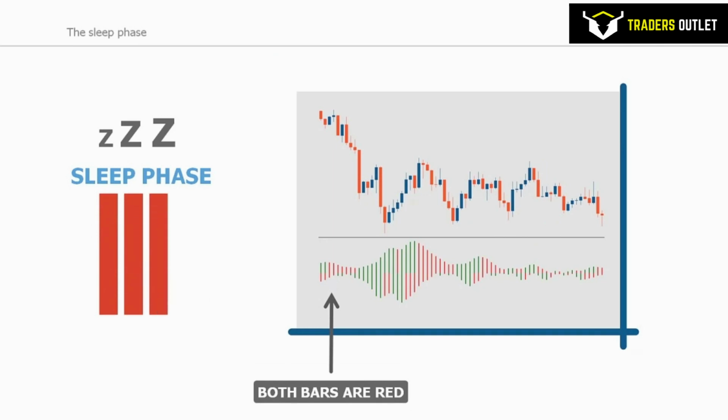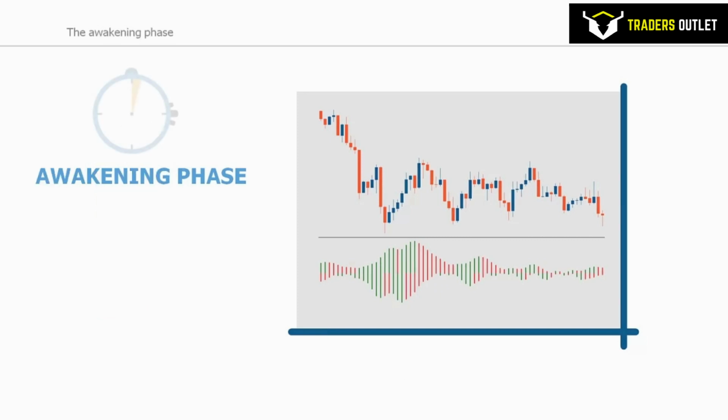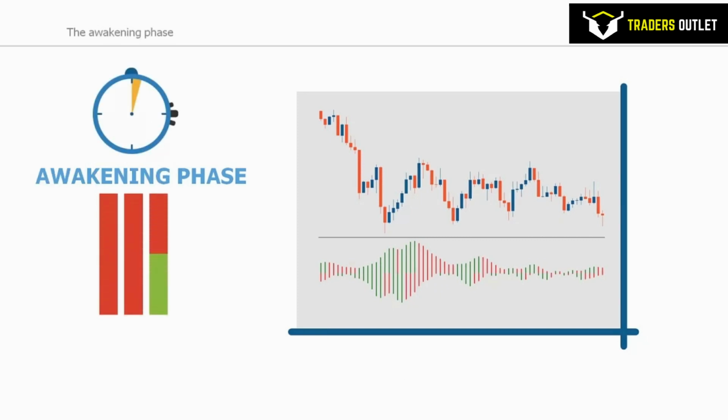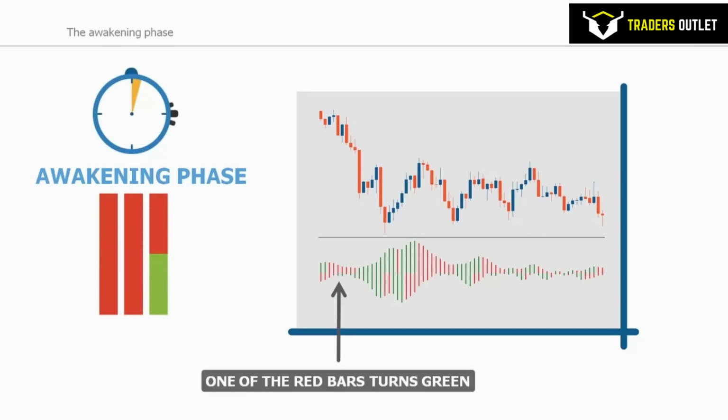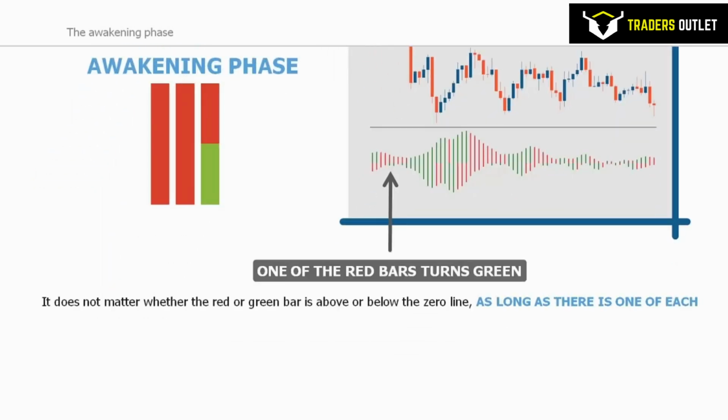Sleep phase. During the Gator sleeps phase, both bars are red. The Gator awakening phase follows the Gator sleeps phase and can be recognized when one of the red bars turns green. It does not matter whether the red or green bar is above or below the zero line, as long as there is one of each.